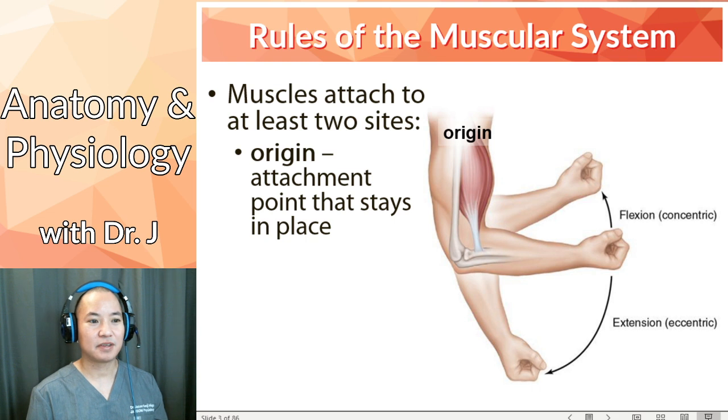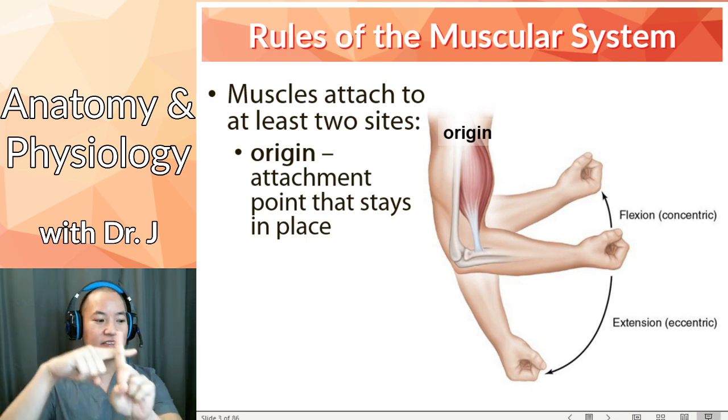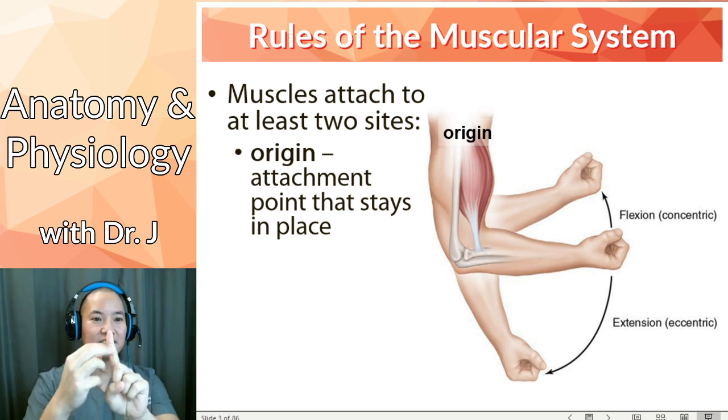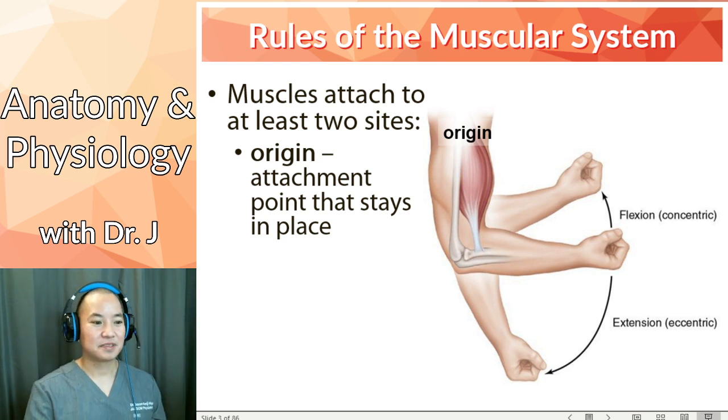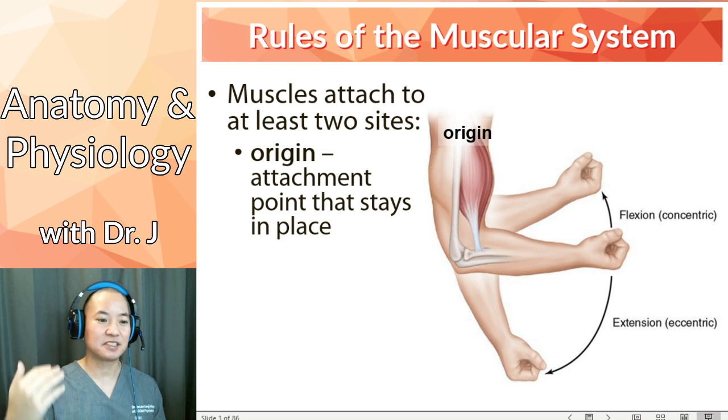So origin is like, when you think of an origin, it's like the beginning of something. Or if you remember all the way from high school algebra, when you have the x and y axis, the origin is the start. So it's like zero. So, origin is the attachment point that stays in place. If you go back to your origins, you go back to where you came from, you go back home, right? So the origin is something that anchors a muscle.